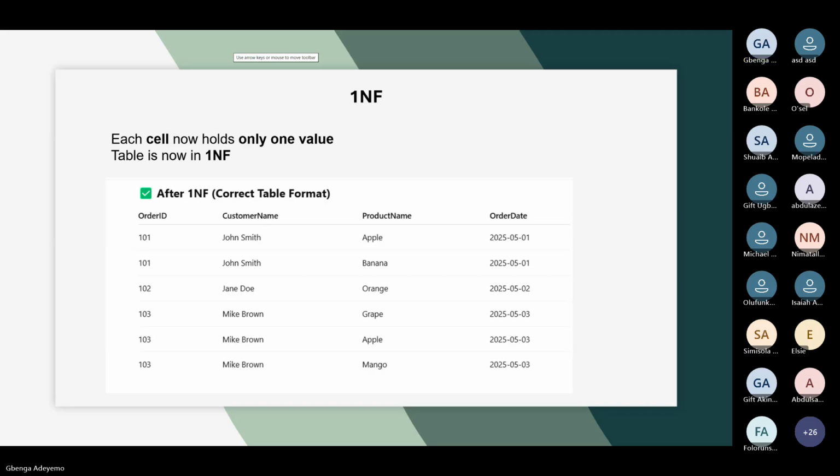Now, I'll tell you what 2NF is about. Then you will now give me your results. Now, 2NF, you know that we have a primary key, right? Can you tell me the primary keys that you have in that table? Student and course ID. Thank you. Student and course ID are the primary keys we have on that table, right? Now, a combo of the two together is called what? A composite key.